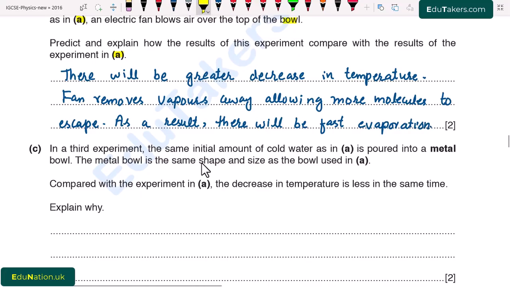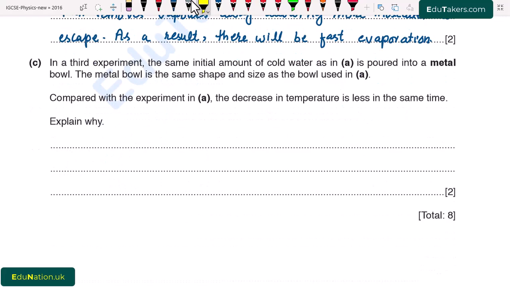Next, part C. In the third experiment, the same initial amount of the cooled water as in part A is poured into a metal bowl. So in the third experiment, we use the metal bowl. The metal bowl is the same shape and size as the bowl used in part A. Compared with the experiment in part A, the decrease in temperature is less in the same time. Explain why. So in this case, the decrease in temperature is less as compared to part A. We have to explain its reason.